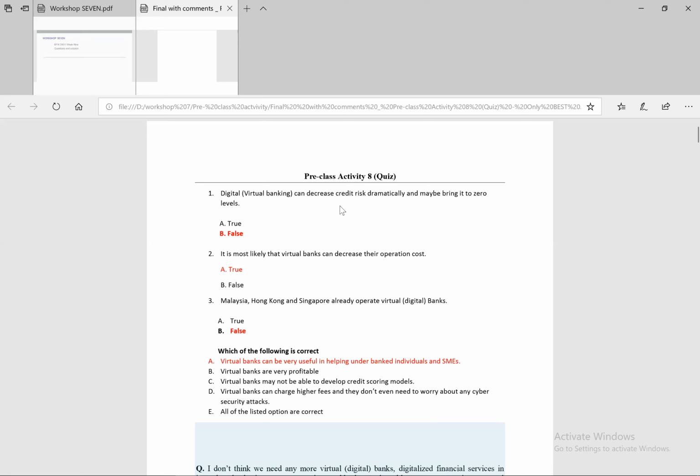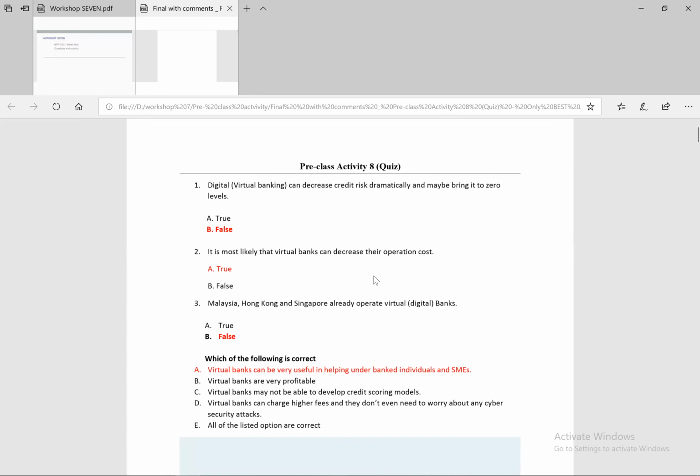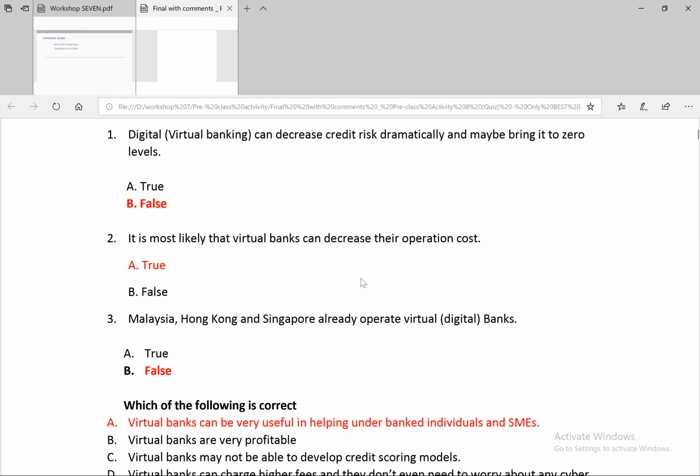Maybe this incompetence, which means the current conventional banks are stronger in this because of the experience. So the answer is false. Number two, it is most likely that virtual banks can decrease this operation cost. Yes, because of technologies, it's given.